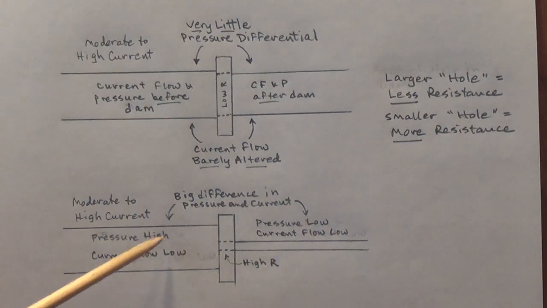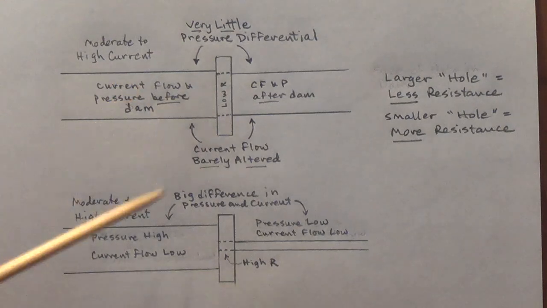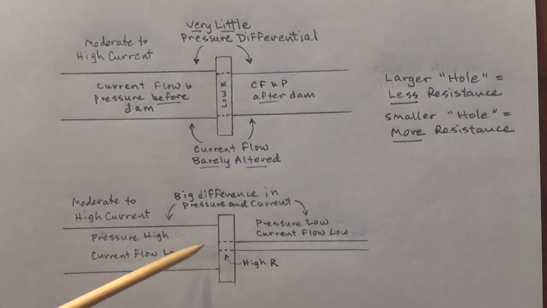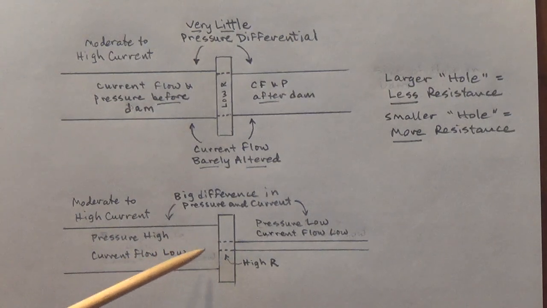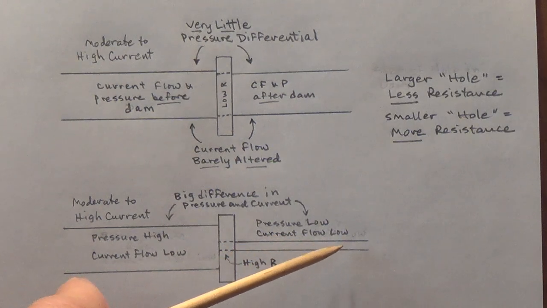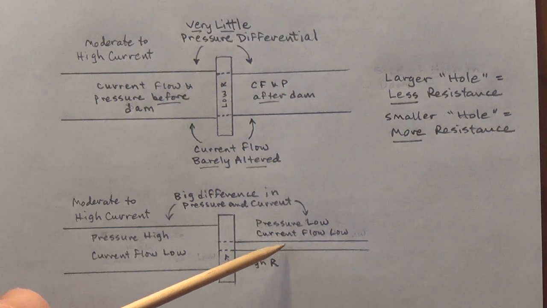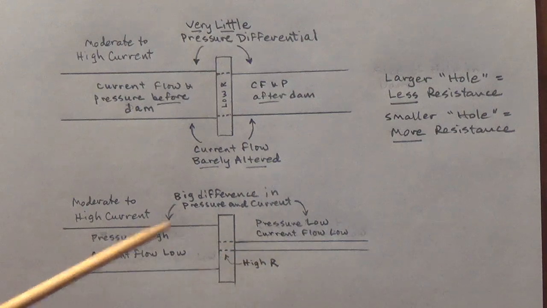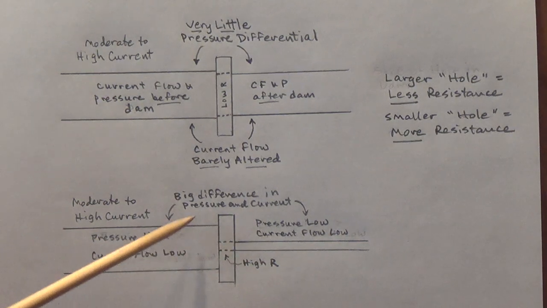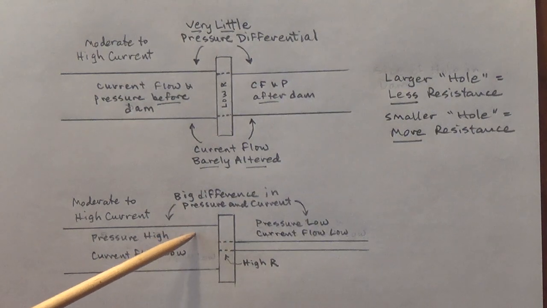Now, we have the same river that we saw up above, but when it encounters the high resistance dam, we can see that the water current or electrical current is nearly stopped. So the current flow after the dam is quite low compared to the current flow before the dam. Also, there is a tremendous pressure differential.